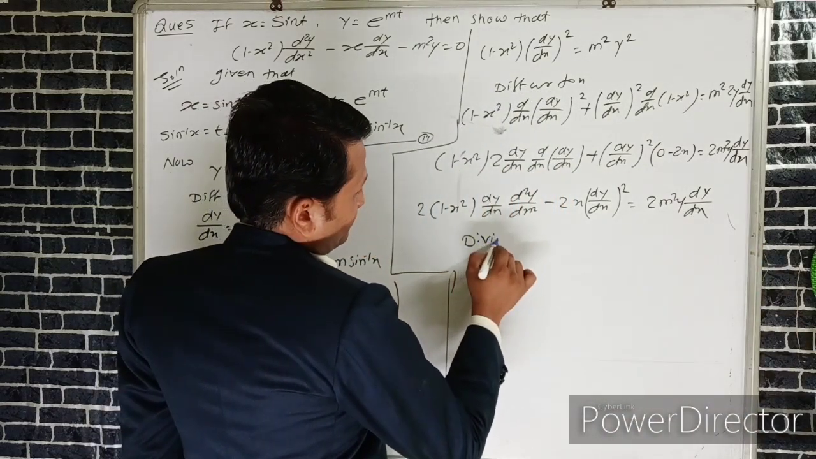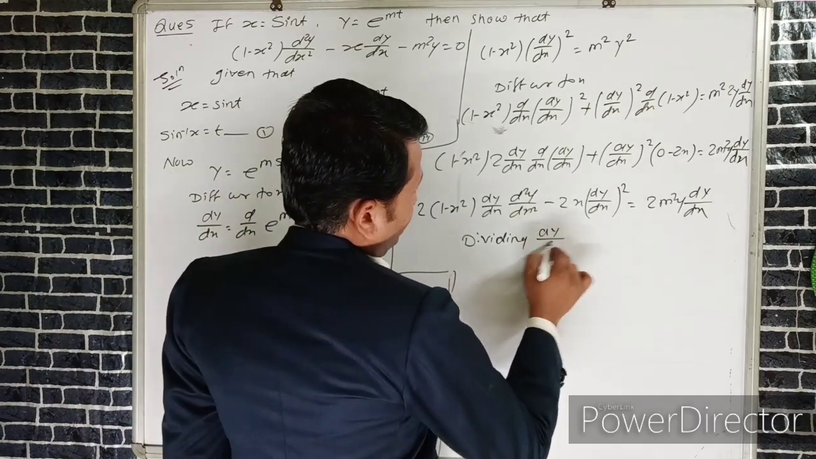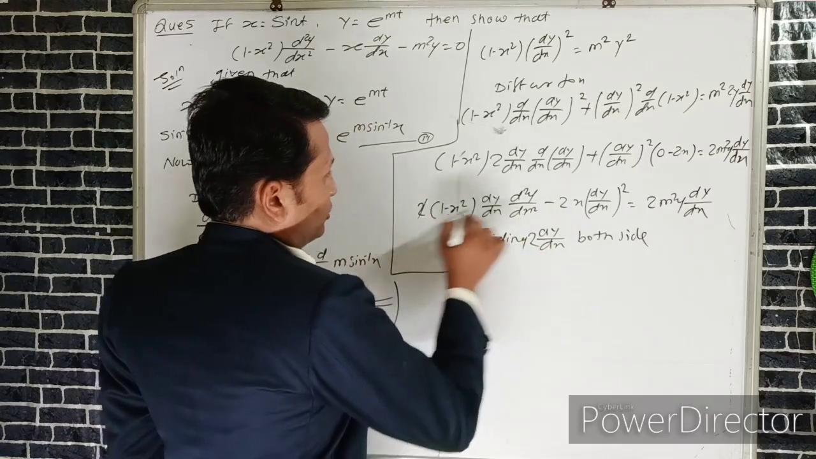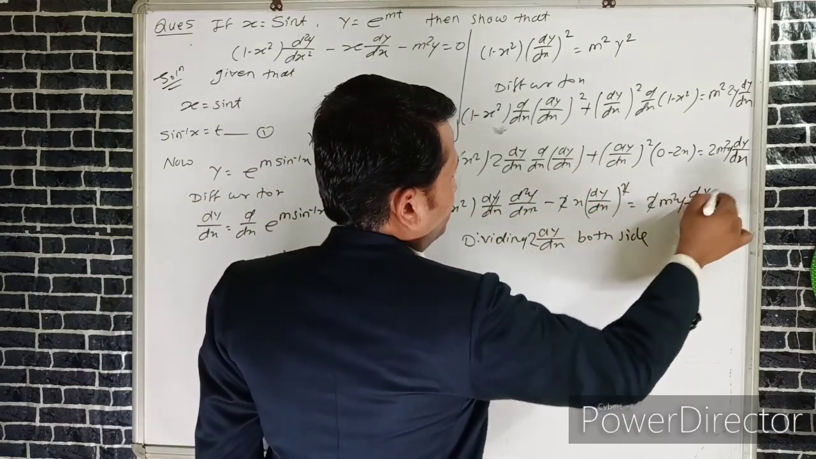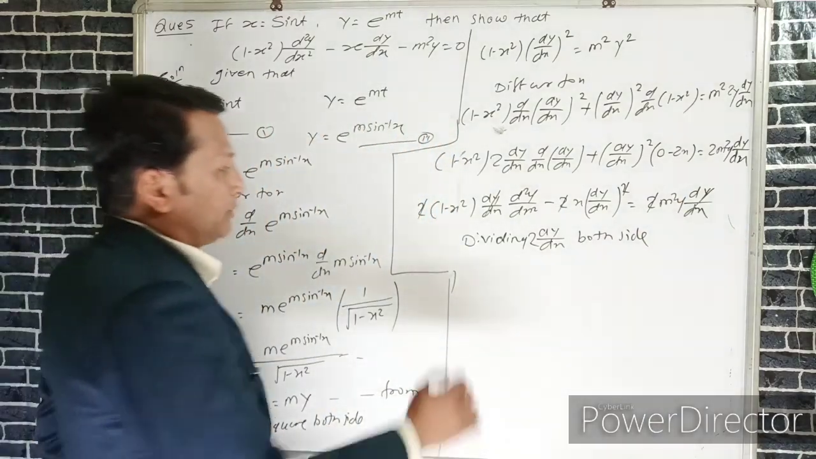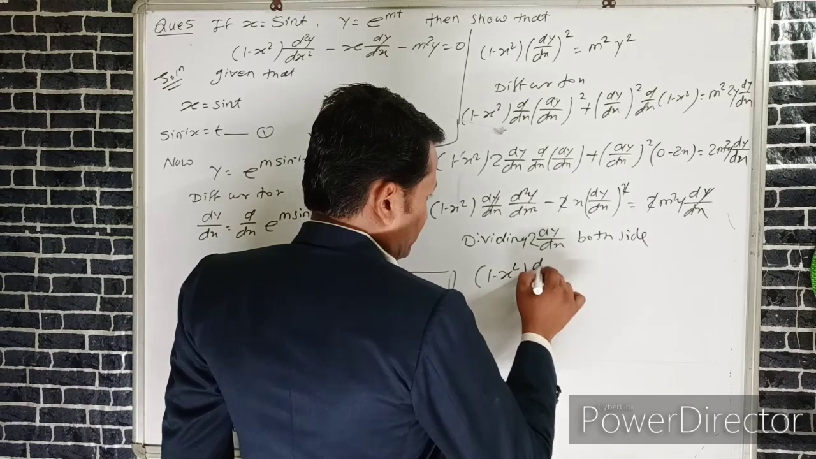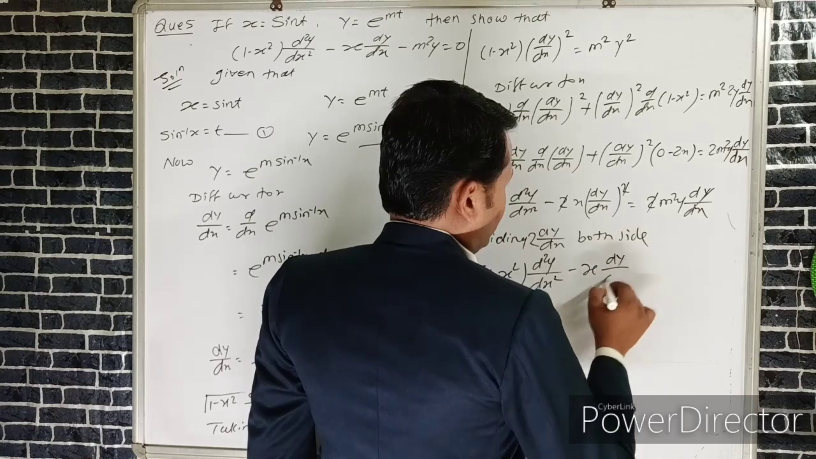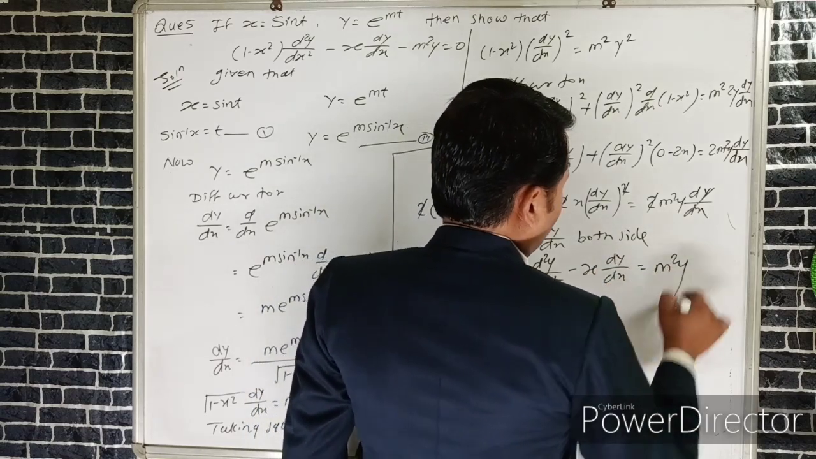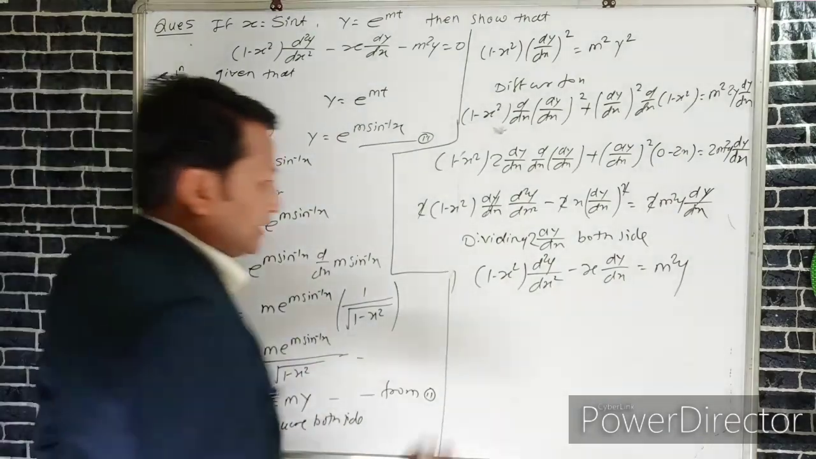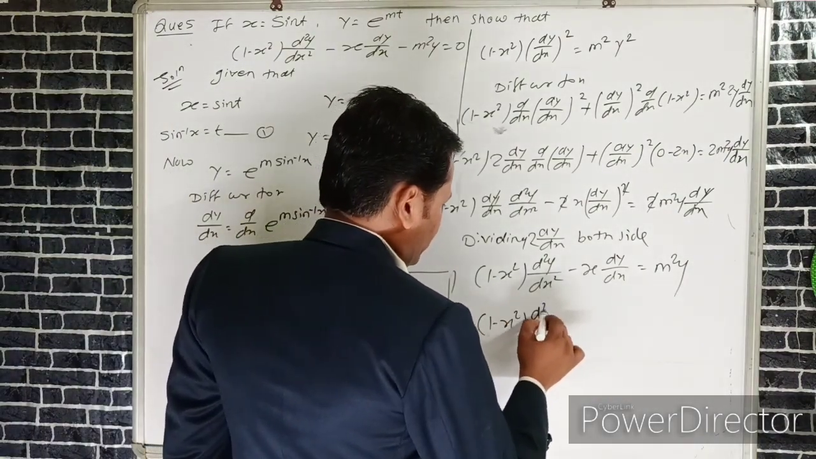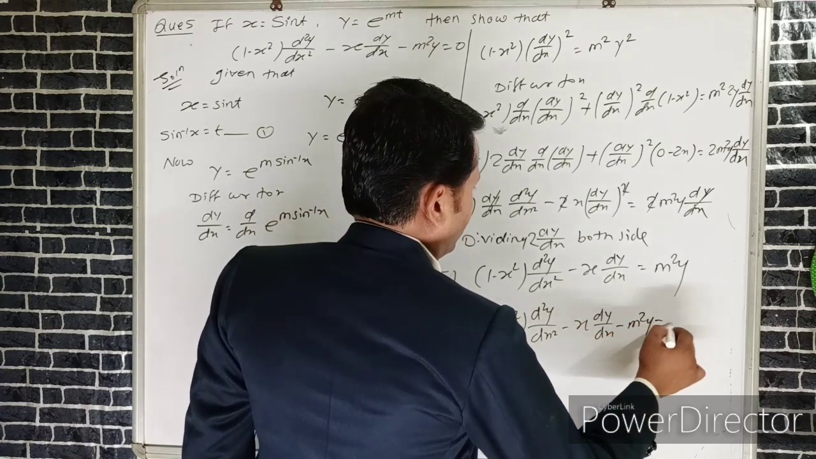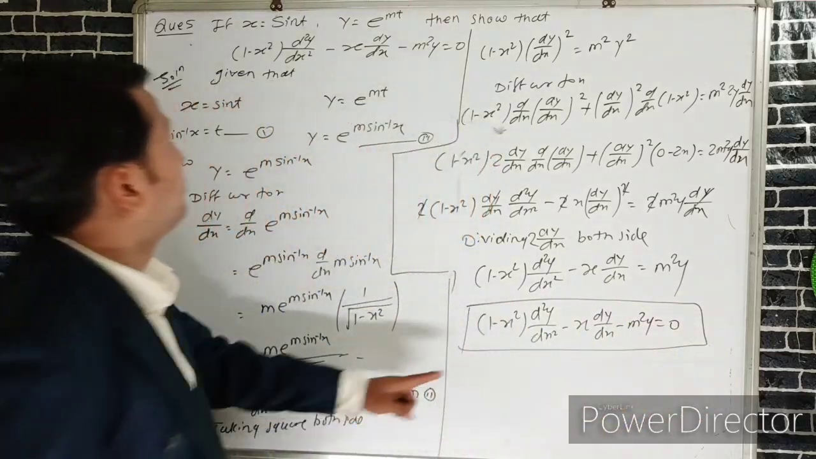Dividing by dy by dx on both sides, the 2 dy by dx factors get cancelled. We can write 1 minus x square into d2y upon dx square minus x into dy by dx is equal to m square y. If we shift this m square y to the left side, we can write 1 minus x square into d2y by dx square minus x into dy by dx minus m square y is equal to 0, which is the required proof.